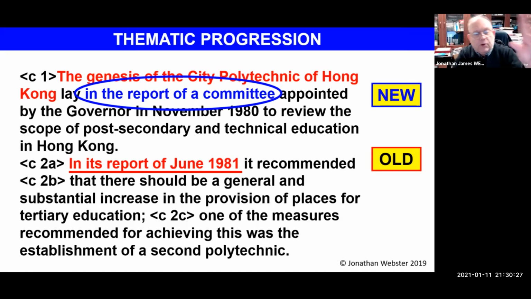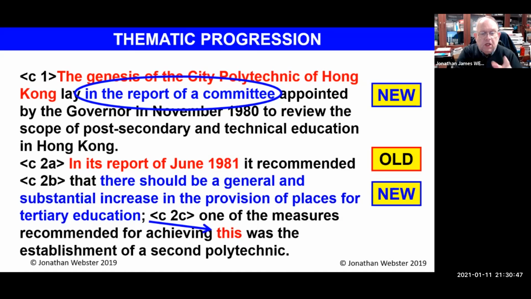How you end is how you begin. In its report of June 1981, it recommended that there should be a general and substantial increase in the provision of places for a tertiary education. One of the measures recommended for achieving this was the establishment of a second polytechnic.